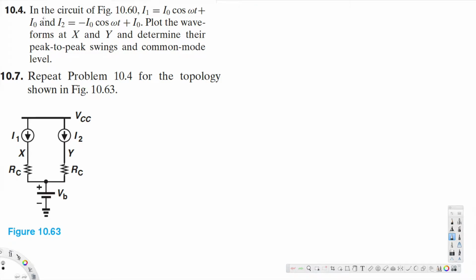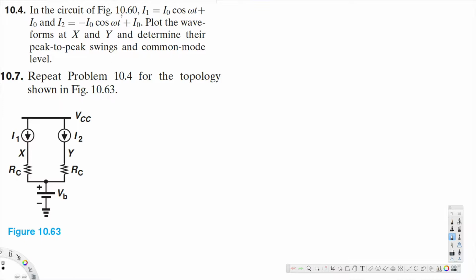Here this question is asking, in the circuit of figure 10.60, I1 is equal to I naught cos omega t plus I naught, and I2 is equal to negative I naught cos omega t plus I naught. Plot the waveforms at x and y and determine their peak-to-peak swings and common mode level. Repeat problem 10.4 for the topology shown in figure 10.63.